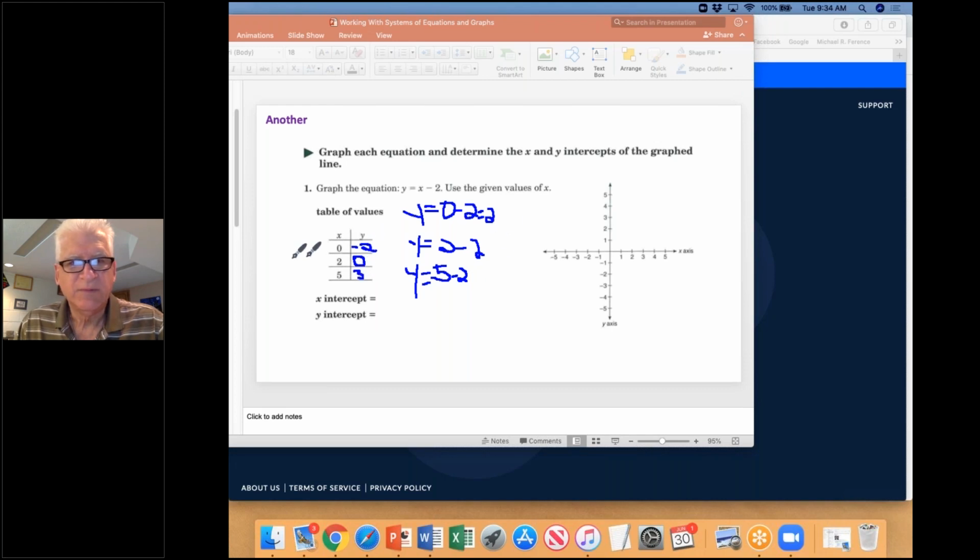So we have these 3 points that we can plot, 0, negative 2. So with the x value of 0, we go down 2, because the y value is negative 2. When x equals 2, the y is 0, so it doesn't go up or down, it goes right there. And when x equals 5, we're going up 3. I wish I had a ruler on here.